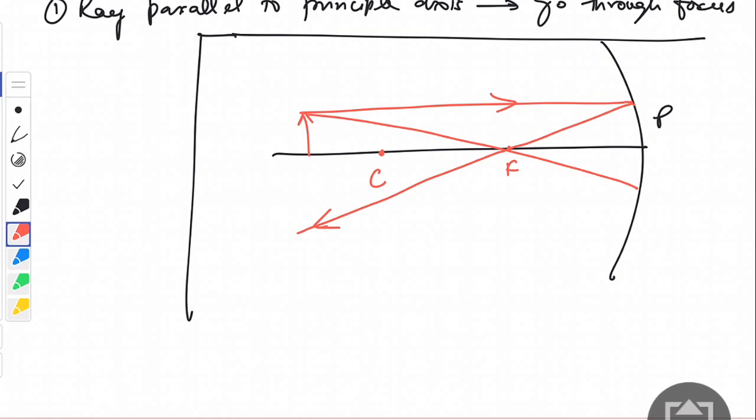So this ray, and maybe it's not that obvious, but I'll just tell you, this ray is going to go parallel to the principal axis. Why? Think about it. Think and tell me. Here's a question for you. A ray going parallel will come through focus, but a ray going through focus will also go parallel. Why is that?